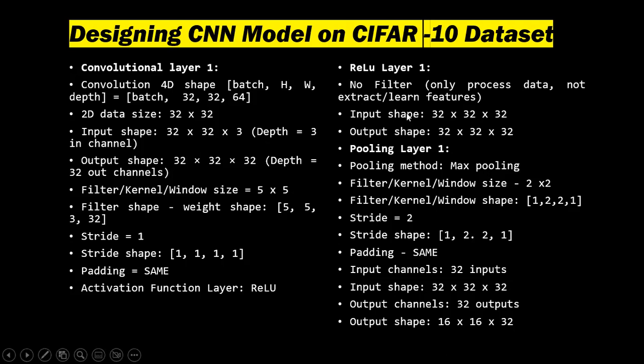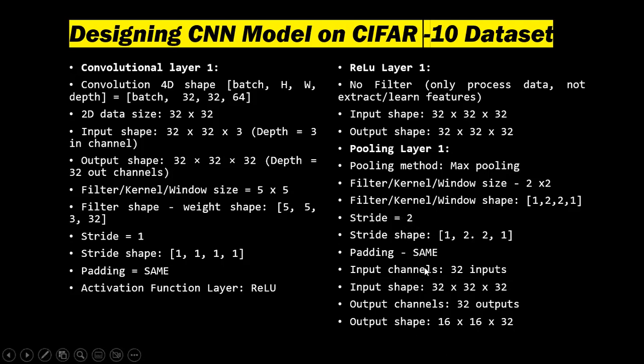And you can see the input shape is the same as the output shape in the ReLU layer 1. So this says that it only extracts the features, but it does not change the shape. Here you can see pooling layer 1. In pooling layer 1, we are using maximum pooling, and the stride is 2.